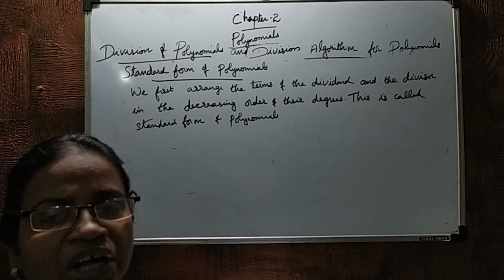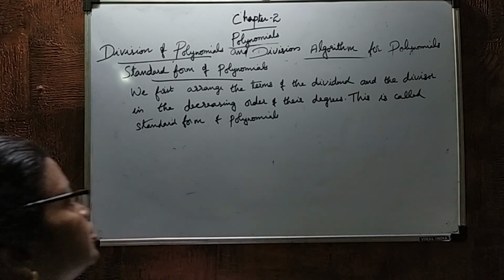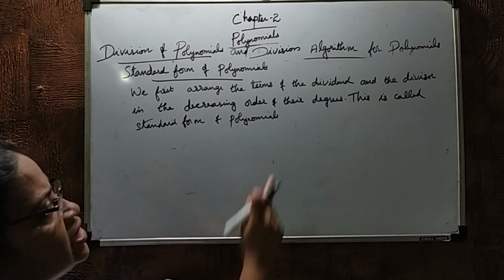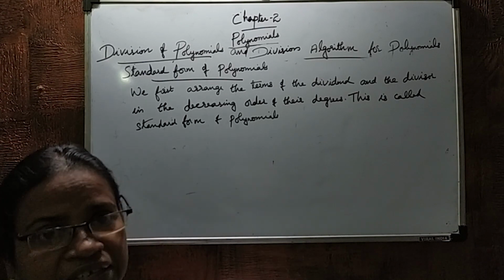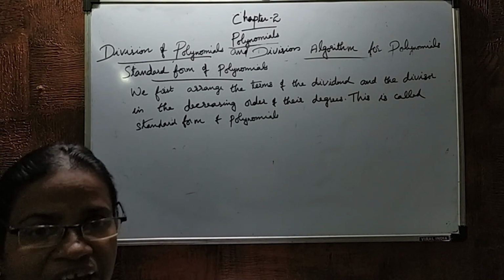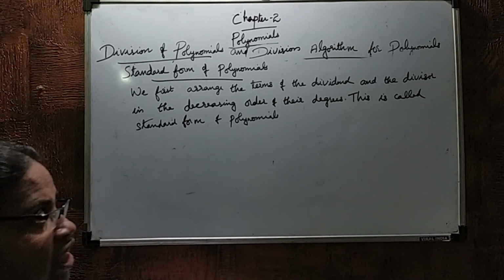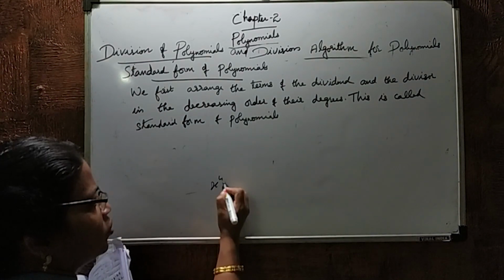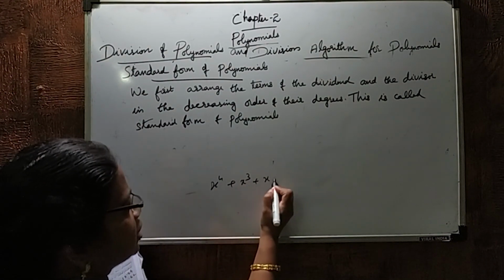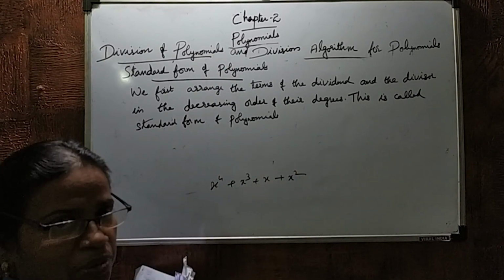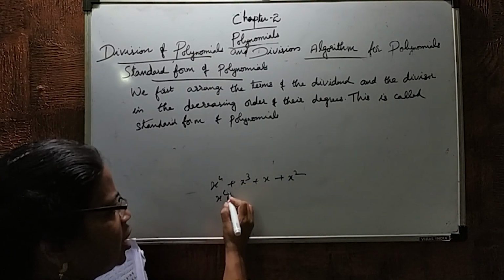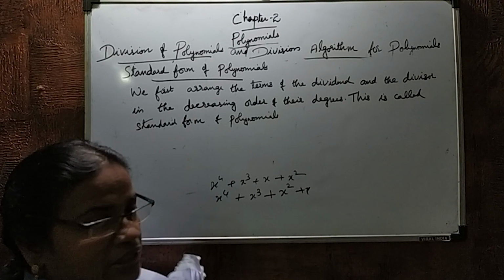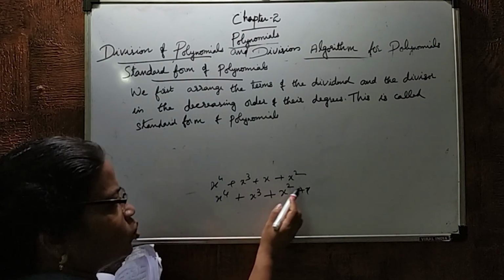When you divide a polynomial with another polynomial, the first step is to arrange the terms of the dividend and the divisor in the decreasing order of their degrees. Degrees, you know, are the exponents of x. So according to the degrees, you have to arrange in descending order. Suppose it comes as x raised to 4 plus x cube plus x square; it should be x raised to 4 plus x cube plus x square plus x. So 4, 3, 2, 1.